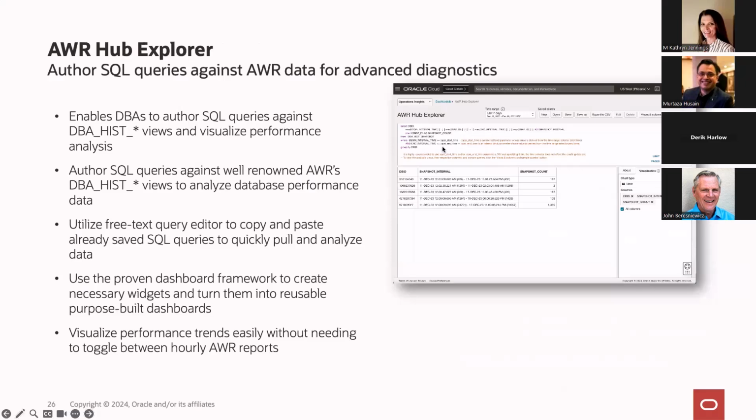if you have been looking at some of these AWR PDB views and already have a customized SQL against that, you can literally use it over here to view some of the underlying data, and then also visualize that using the dashboard framework.